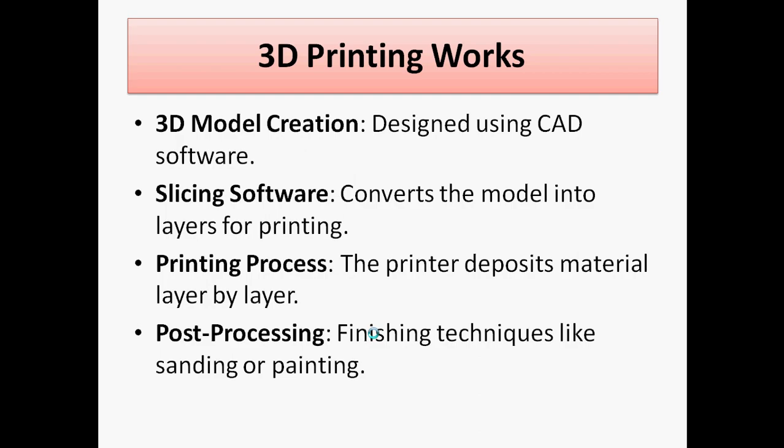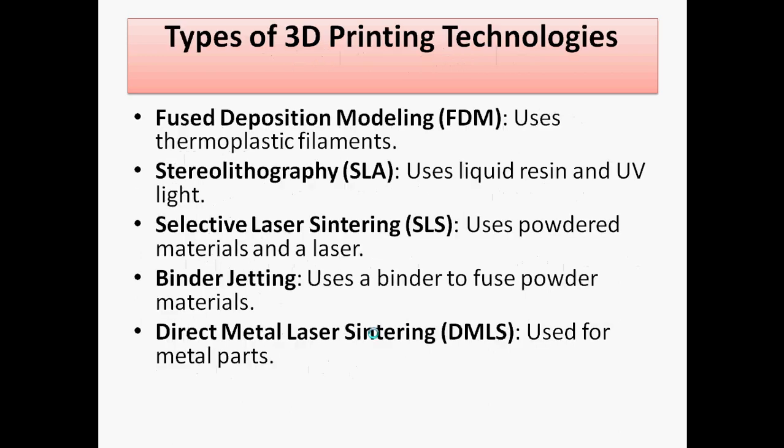Second, we use the slicing software, which converts this 3D model into layer by layer printing, from an .stl file to layer by layer printing. The third is the printing process. The printer deposits the material layer by layer, and after that we can do post processing after the finishing of your work. We can take care of it by sanding and painting. So this is about the post process for 3D printing works.